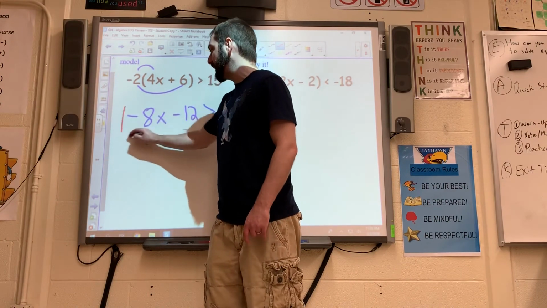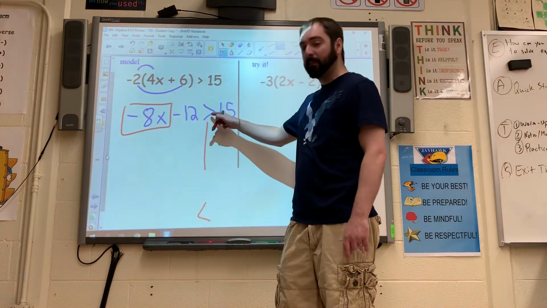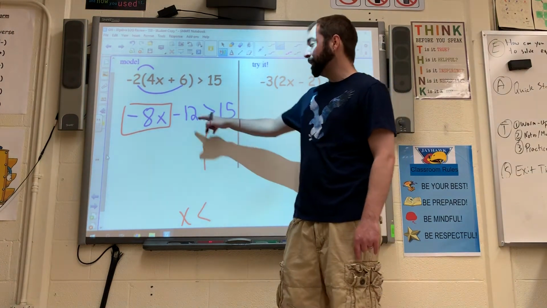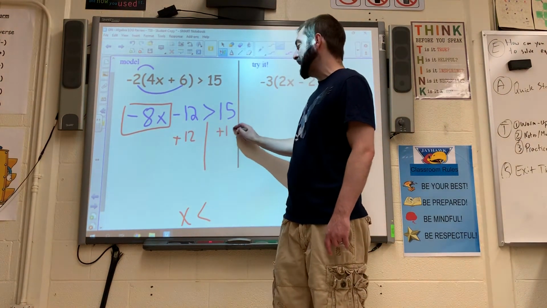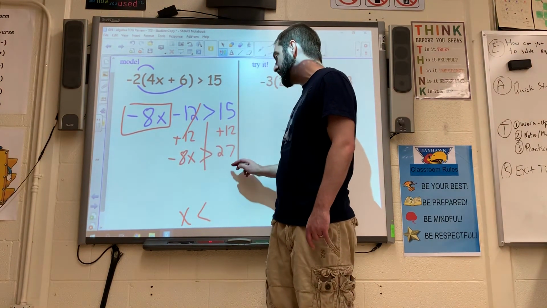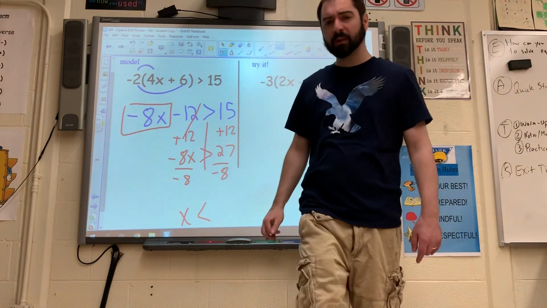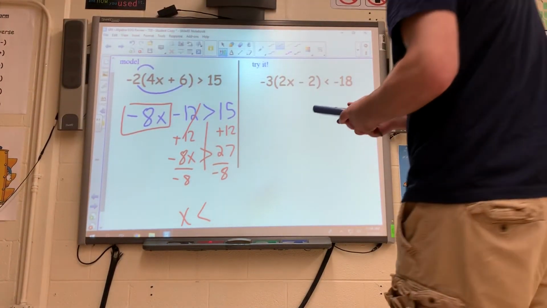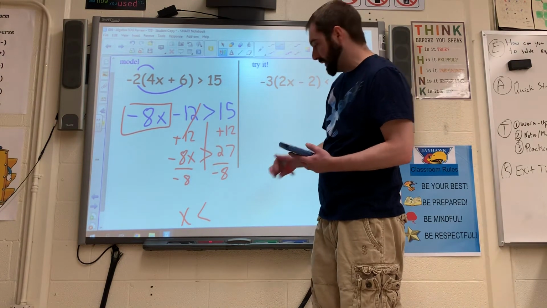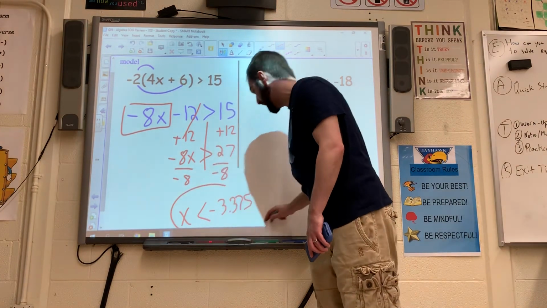So, again, I'm going to recognize I have a negative coefficient with a variable. So I know at the end my sign's going to flip from greater than to less than. I know that x started on the left, it should end on the left. First step, minus 12, the opposite would be to add 12. Negative 8 times x is greater than 27. And this time we have to divide by negative 8 on each side. When you do that, I'm going to need a calculator. Should you get a decimal or fraction answer, 27 divided by negative 8 is negative 3.375. And that would be our final answer right there.